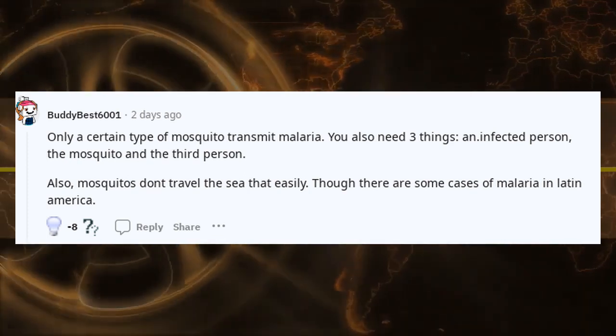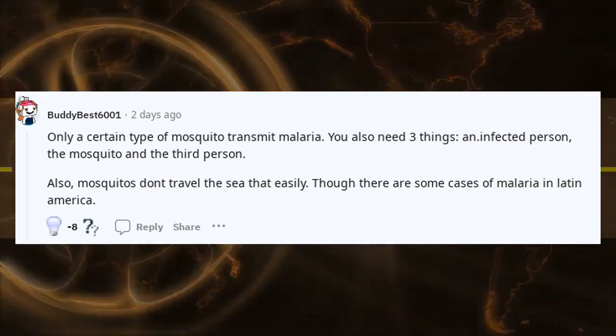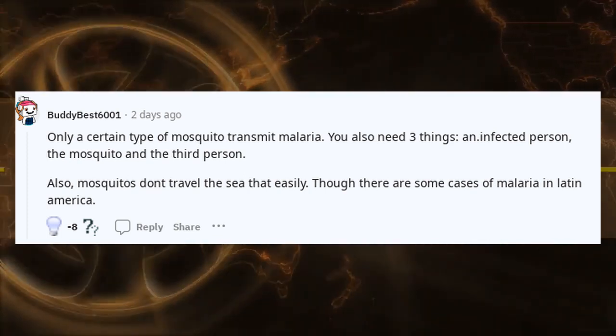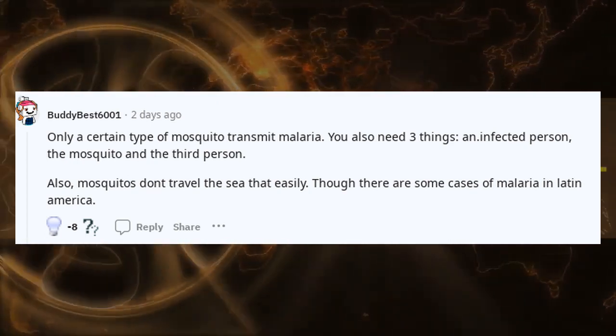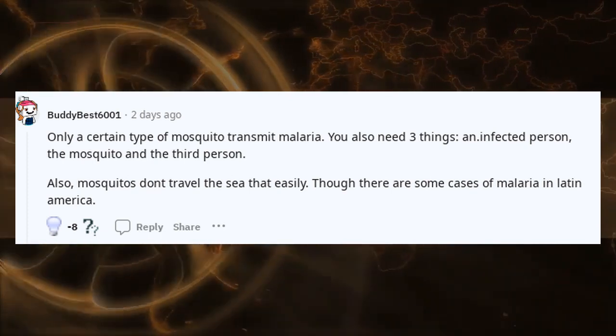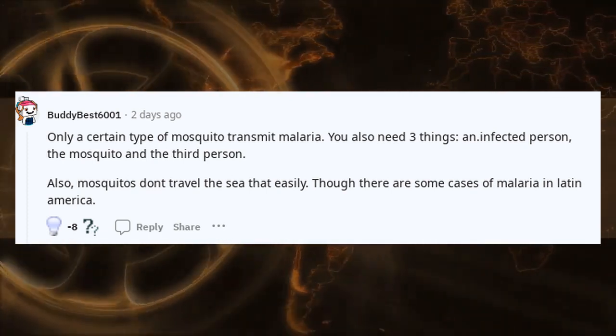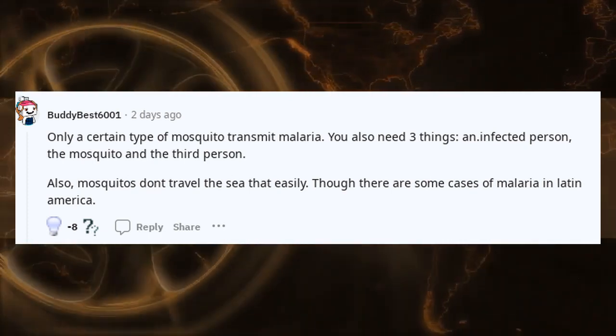Only a certain type of mosquito transmits malaria. You also need three things: a person, the mosquito, and a third person. Also, mosquitoes don't travel across the sea that easily. Though there are some cases of malaria in Latin America.